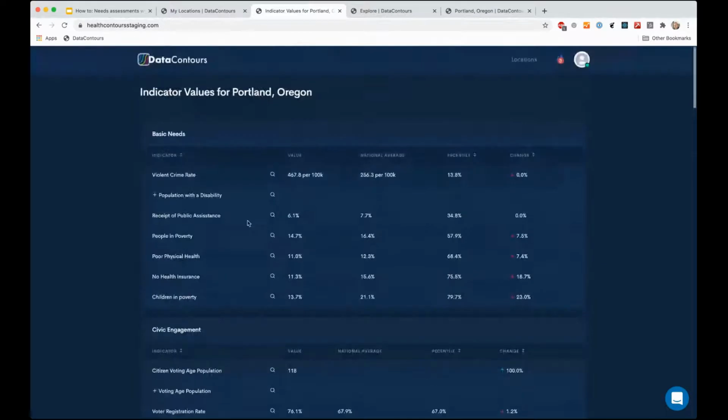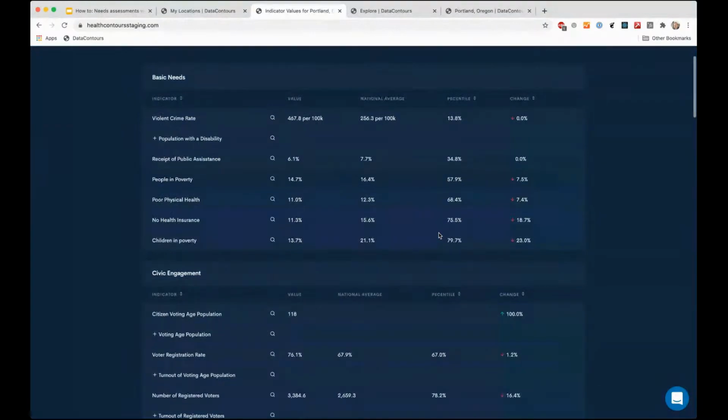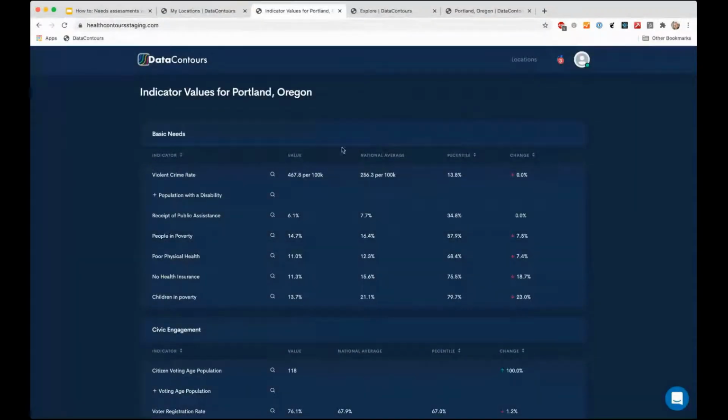So when you're using it, the things that we provide are value. What's the national average? What's the percentile? And how has this been changing over time? And you can sort on these columns. So value, as we talked about, in and of itself, is really not that useful for folks.